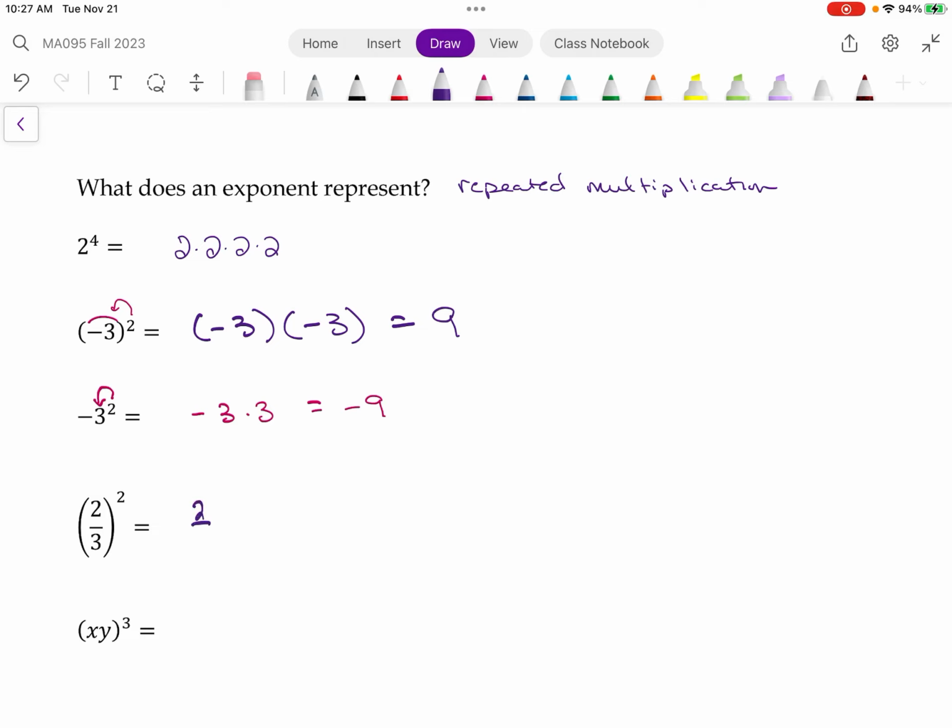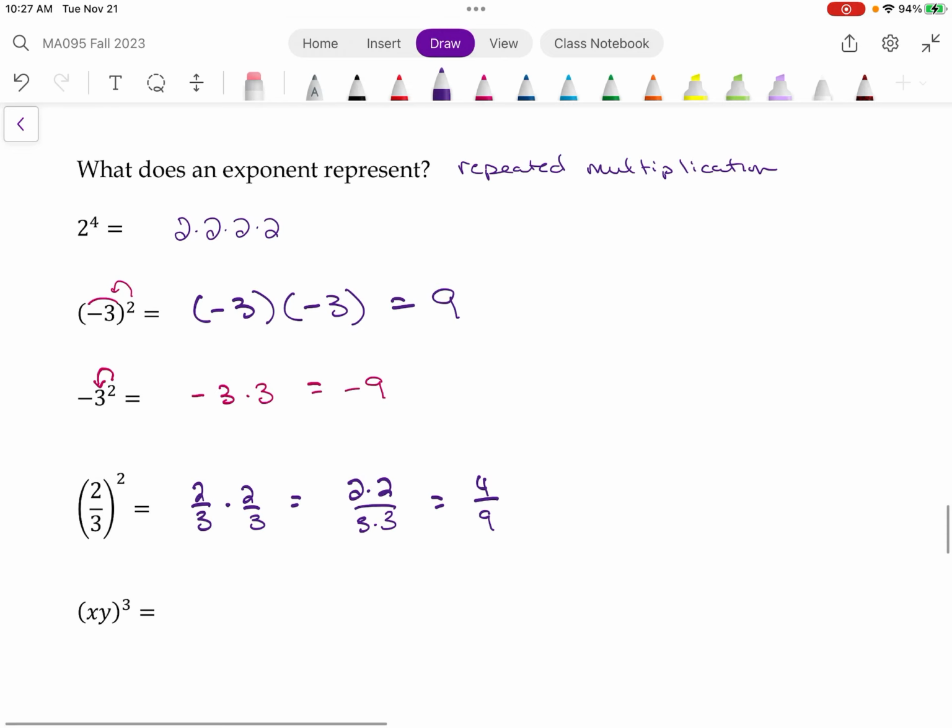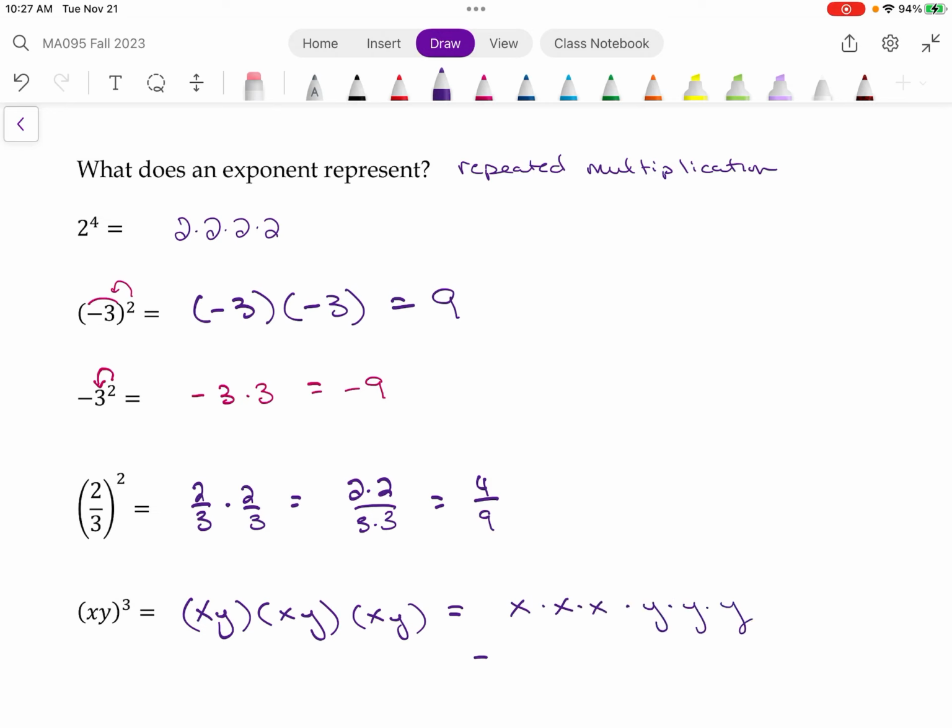All right, 2/3 times 2/3 is what this means, which is basically 2 times 2 over 3 times 3, which is 4 over 9. In other words, 2 squared over 3 squared. All right, this next one is xy times xy times xy, and according to the properties we just learned up above, we could take away the parentheses and just say x times x times x times y times y times y, which is x cubed y cubed.